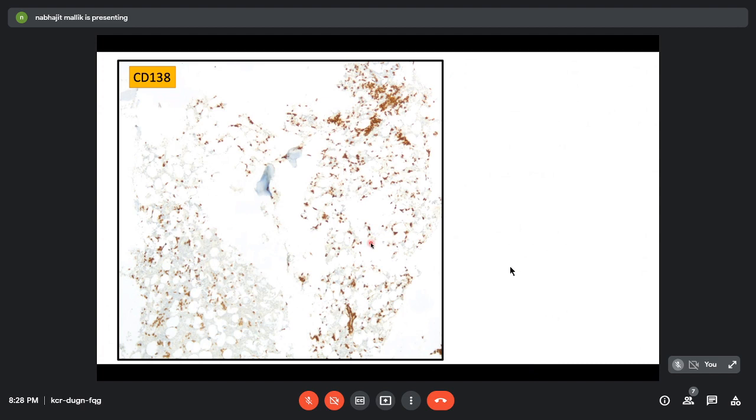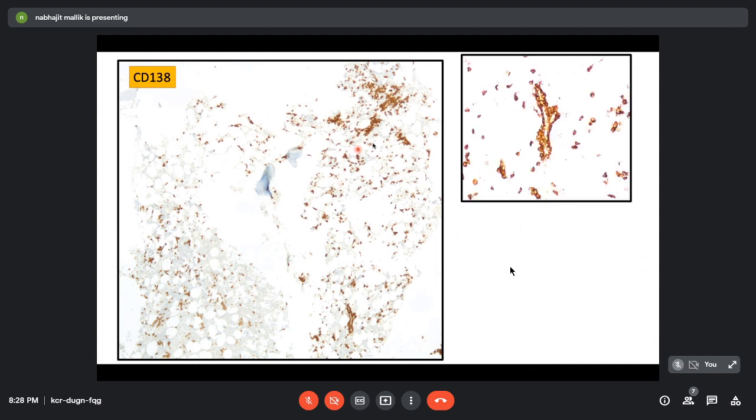So here we can see a case which had around 6 to 8% plasma cells on the bone marrow aspirate, but we can see that there are some areas showing increased plasma cells by CD138. If you take a closer look, we can see that this is actually a vessel, and that these areas where there is increased plasma cells are in the perivascular location.